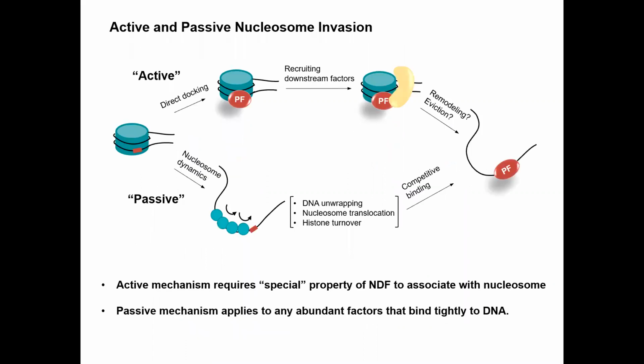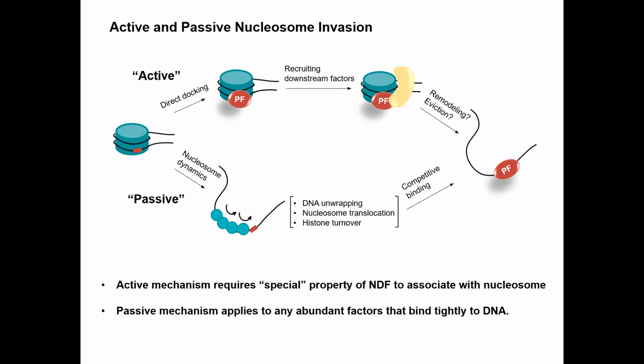Okay, so now, given what I said already, let's think a little bit about the mechanism. If we take one step back, and I tell you there's a factor that can invade into nucleosome, how would you think it can work? I think you can come up with 2 different mechanisms. One we call the active mechanism. Basically, these factors can somehow dock onto the nucleosome, probably by recruiting some downstream factors like remodelers or histone chaperones that lead to the depletion of the nucleosome.